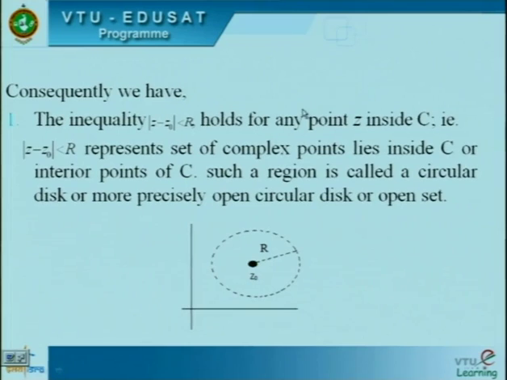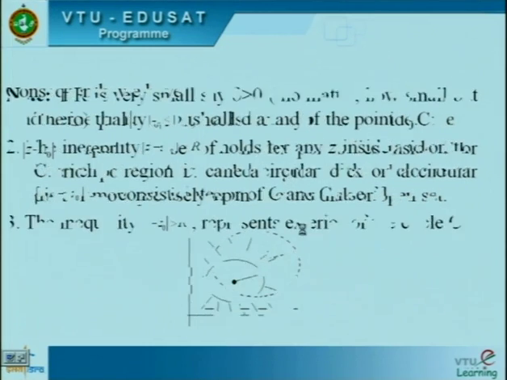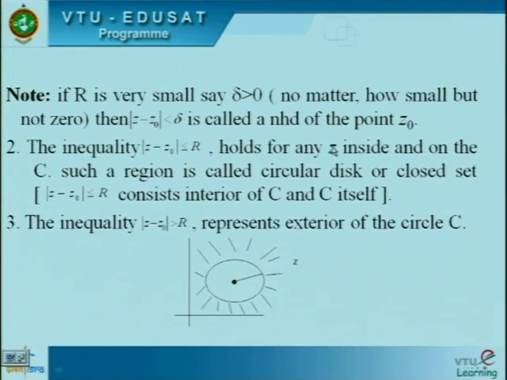Here, if we go back to this one, we see that if I take r very small, that means you can take delta greater than 0, then I can get a simple neighborhood of this point. So we can construct a neighborhood of the point with the smallest radius, and that set of points forms an open disk, a smallest neighborhood of the point z0.